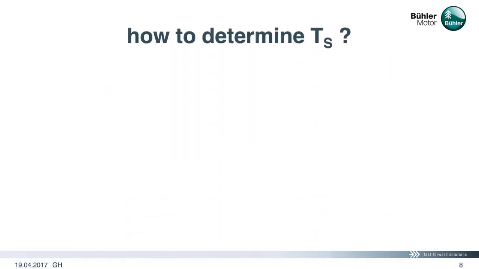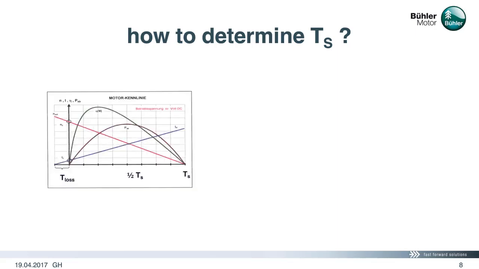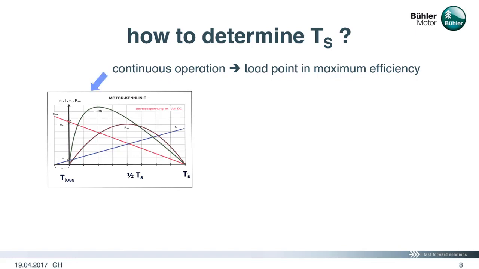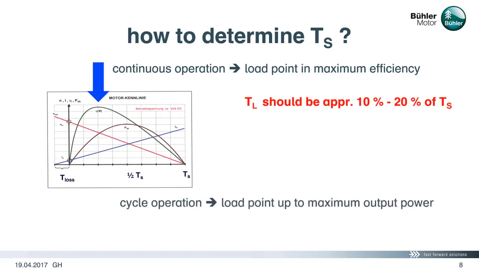How can we determine T sub S now? For this, we need to know the application conditions. Basically, the complete performance curve is always in the back of our mind. If we have an application with continuous operation conditions, we want to have the load point in the area of the maximum efficiency, which means T sub L should be approximately 10 to 20% of T sub S.